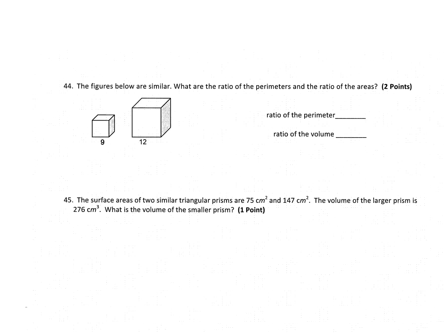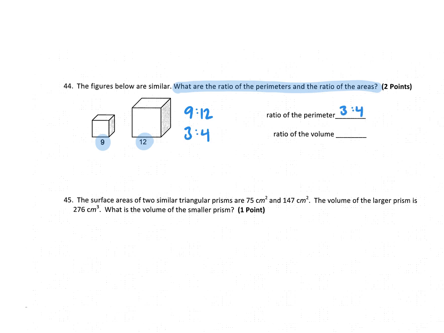All right, for number 44, we know that these figures are similar. I want to figure out what is the ratio of the perimeters and the ratio of the areas. Well, we're given these two side lengths of 9 and 12, so I know that my ratio of my perimeter is 9 to 12. However, we can simplify that. I can divide both of these by 3 to get 3 to 4.